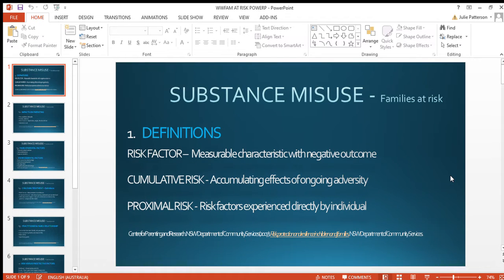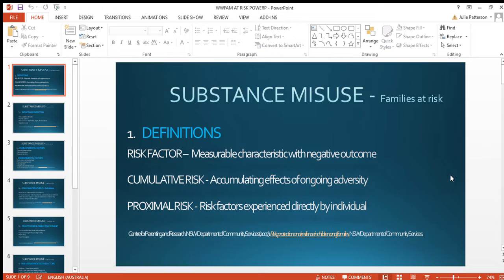Today we'll be looking into one of the risk factors for families who present to our service, and that being substance misuse. There are 8 slides all up, and we'll begin with defining 3 different types of risks.